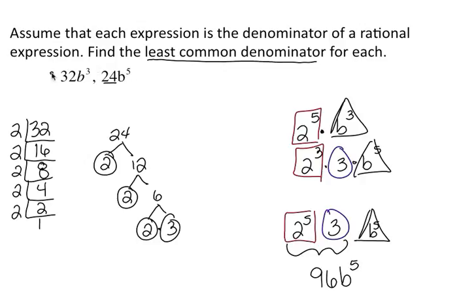So remember, to find the least common denominator, write the numbers in prime factorization form, and then just write the variable parts. And then see how many different groups you have, and you have to take the biggest one from each group, and then just simplify the number part to get your answer.